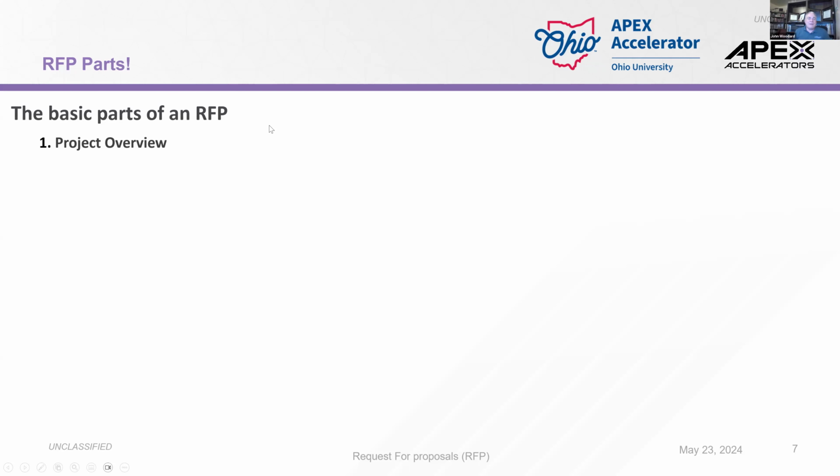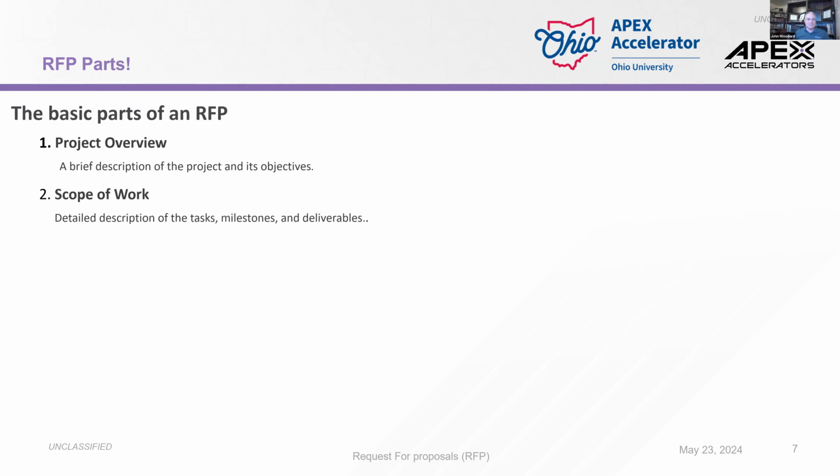First part of an RFP, project overview. This just gives you an idea what the project is and what the objectives of the whole process are for the organization. Scope of work. What are they expecting you to do? They generally write out, this is the task we need. If it's a multi-step task, they're going to give you the milestones. And finally, at the end of it, these are the results we expect to have delivered to us, which is why they're called deliverables, at the end of this project.